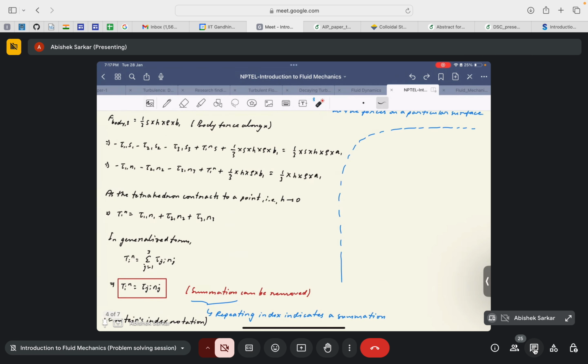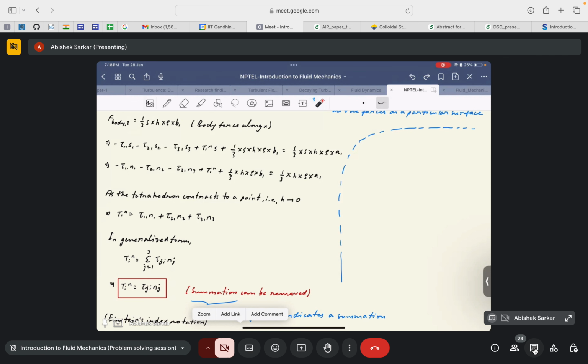Then from the derivation, if we again do the same substitution, like S1 as Sn1, S2 as Sn2, and S3 as Sn3, and substitute it in this expression, we can then cancel out S from all these expressions to get minus tau 11 n1 minus tau 21 n2 minus tau 31 n3 plus tau t1 n plus 1 by 3 h rho b1 is equal to 1 by 3 h rho a1.